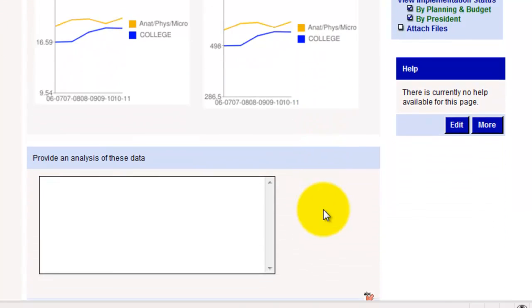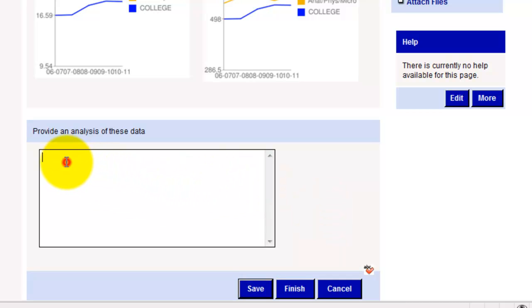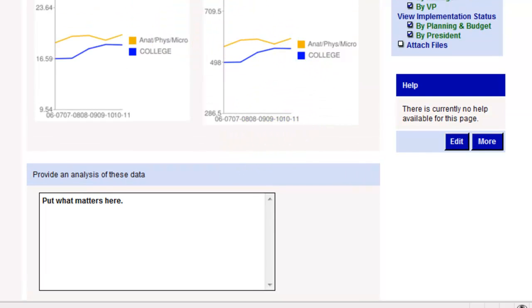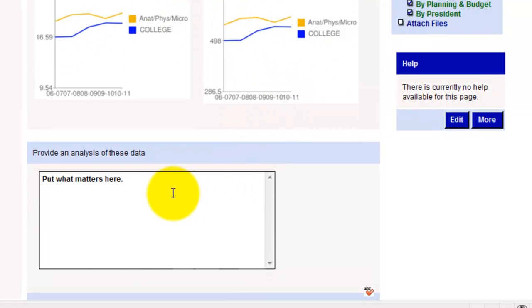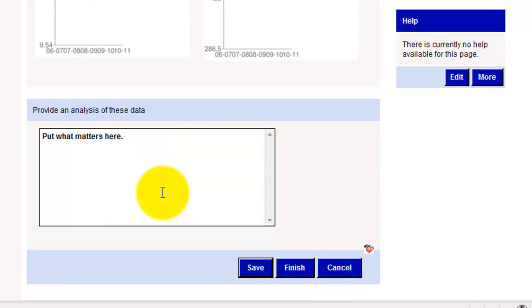And then when you get down to this analysis box, this is your free response. Put what matters here. This is your box. You can provide input on the ratios. You can explain why your ratios are up or down. You can discuss things such as sabbaticals and leaves, retirements, whatever it is that affects these graphs and these numbers. This is your opportunity within your program review to input that information.